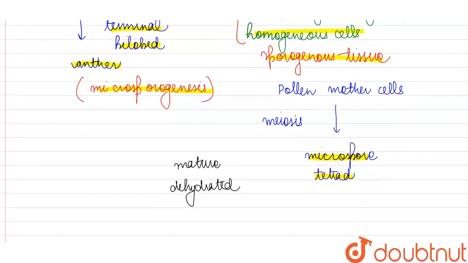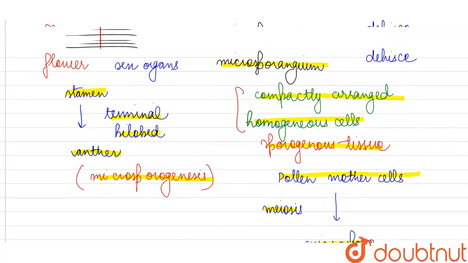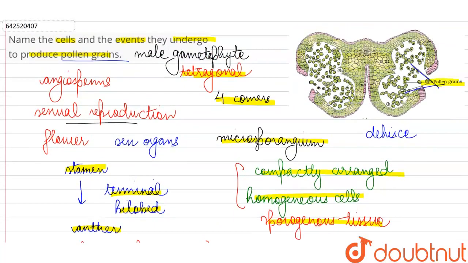Now some of the cells in the sporogenous tissue act as pollen mother cells, and by meiosis they form the microspore tetrads, and it is these microspores that are going to separate, they are going to dissociate from each other when the anther matures, and they are going to be released from the anther as pollen grains.